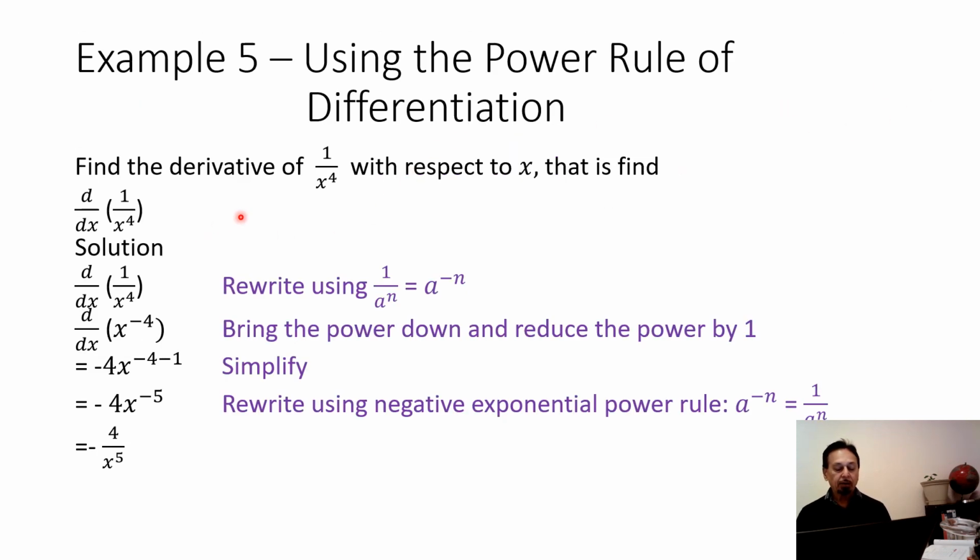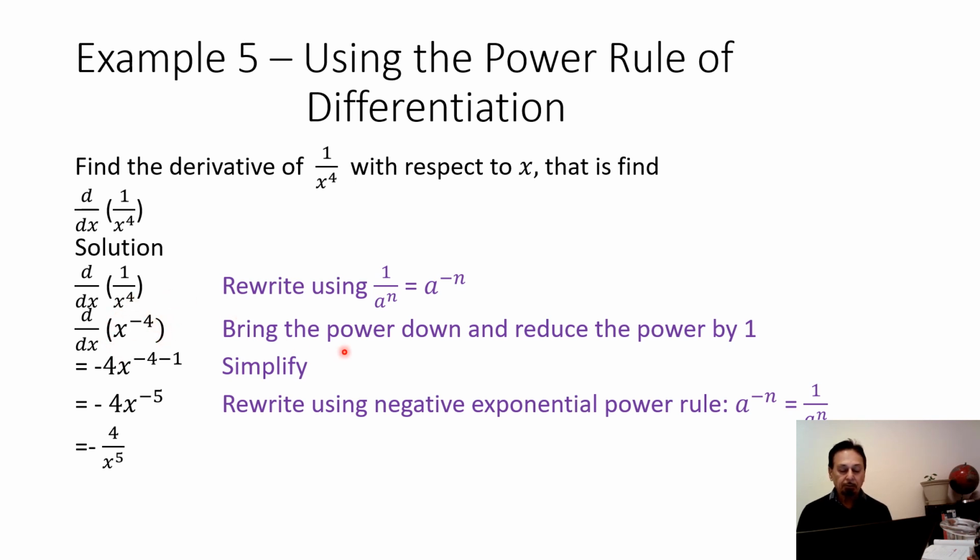Example 5. Find the derivative of 1 over x to the 4th with respect to x. That is, find d over dx of 1 over x to the 4. We cannot apply the power rule here. It has to be in exponential form. So we rewrite 1 over a to the n as a to the minus n. So this makes it x to the minus 4. Now it's in exponential form.